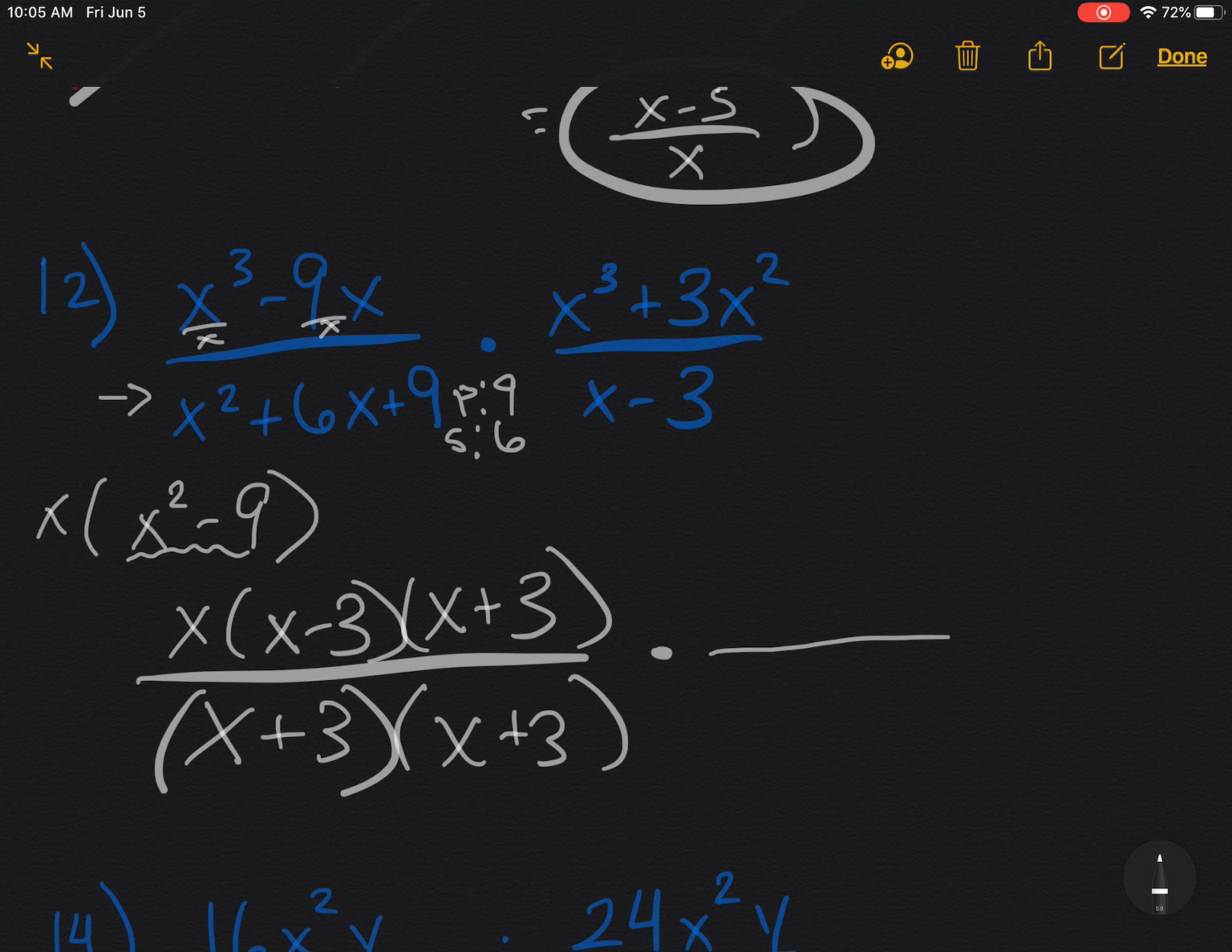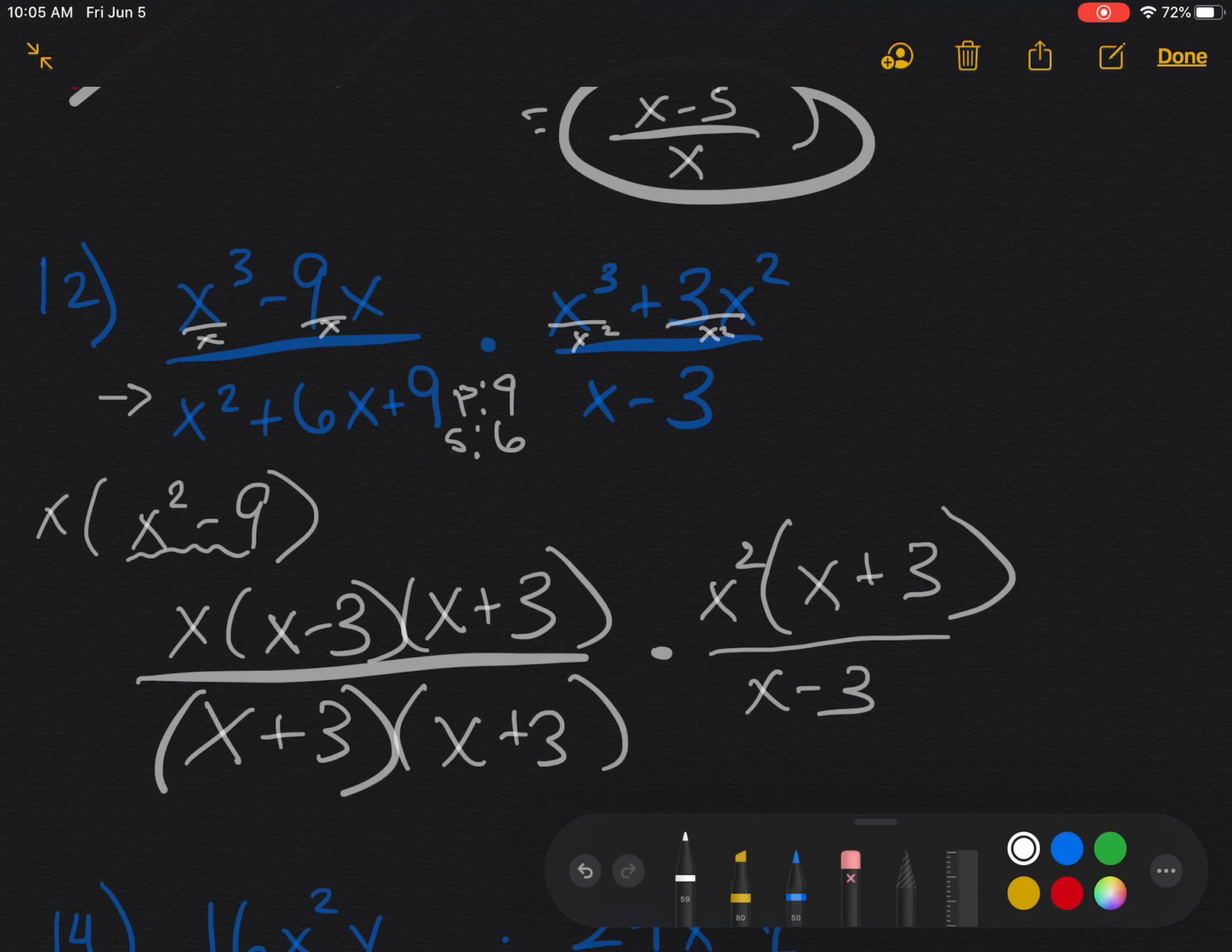The second numerator. Second numerator is another greatest common factor. So here they both share an x to the second in common. So here we're going to divide x to the second, and we're left with x plus 3. Now the denominator can't factor, so it's just going to stay like that.